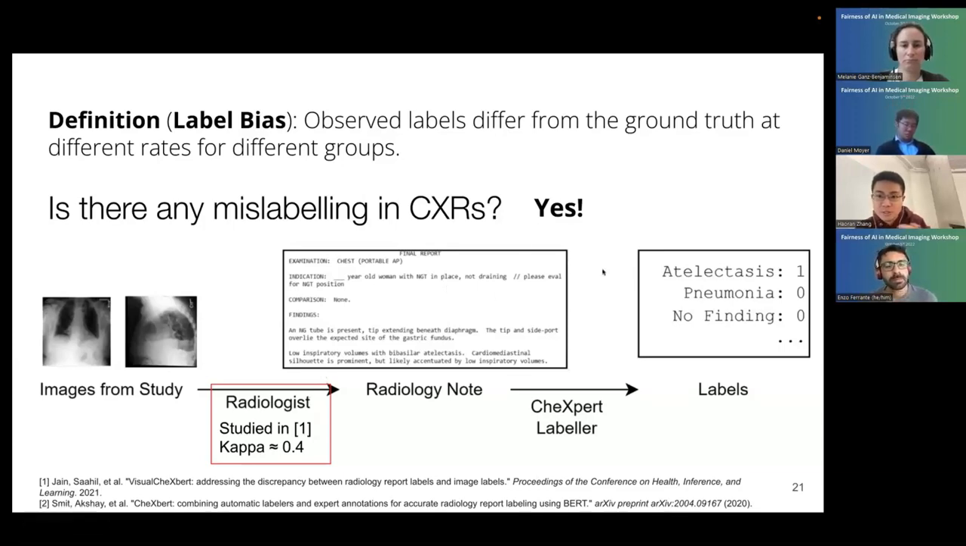What about going from notes to labels? There's a couple of prior works with a couple of numbers, but really the average F1 score of the CheXpert labeler is about 50%. So we're losing tons of information again going from notes to labels. We're losing information going from study to note. There's a crazy amount of mislabeling in X-rays. So the question is, there's all this mislabeling, but does it differ between groups?